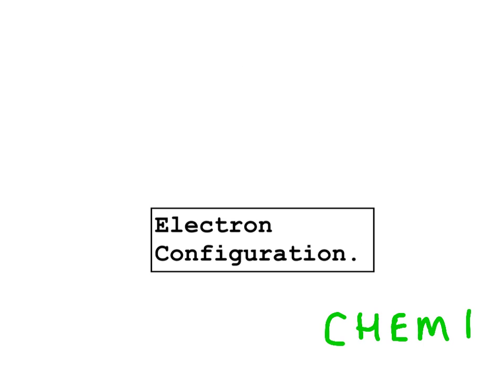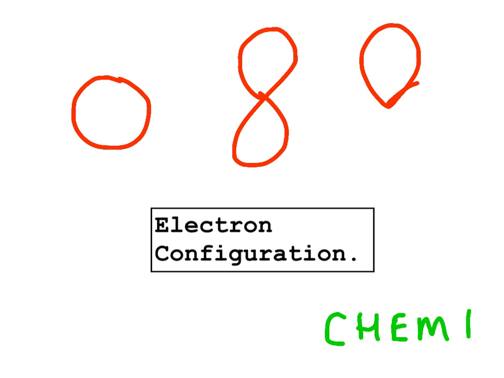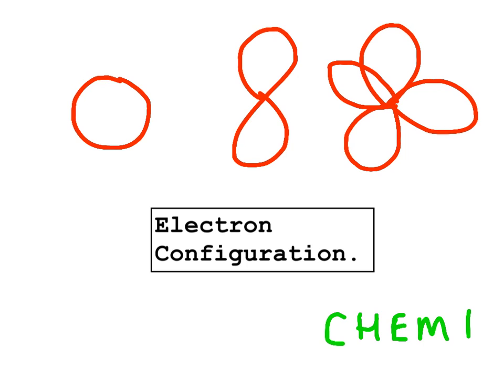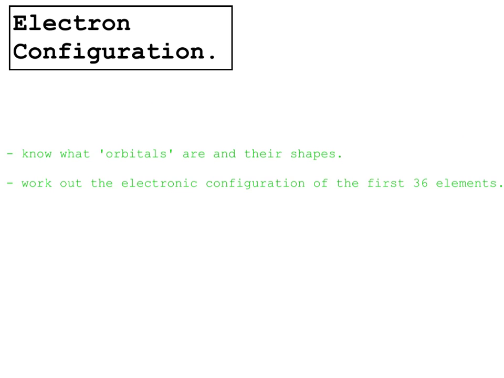In this video we'll be revising electron configuration. So our aims for this video are to revise what orbitals are and what their shapes are, and to work out the electronic configuration of the first 36 elements. That's what you need to be able to do for your exam. You may be asked to work out the electron configuration of any of the first 36 elements or their ions as well.